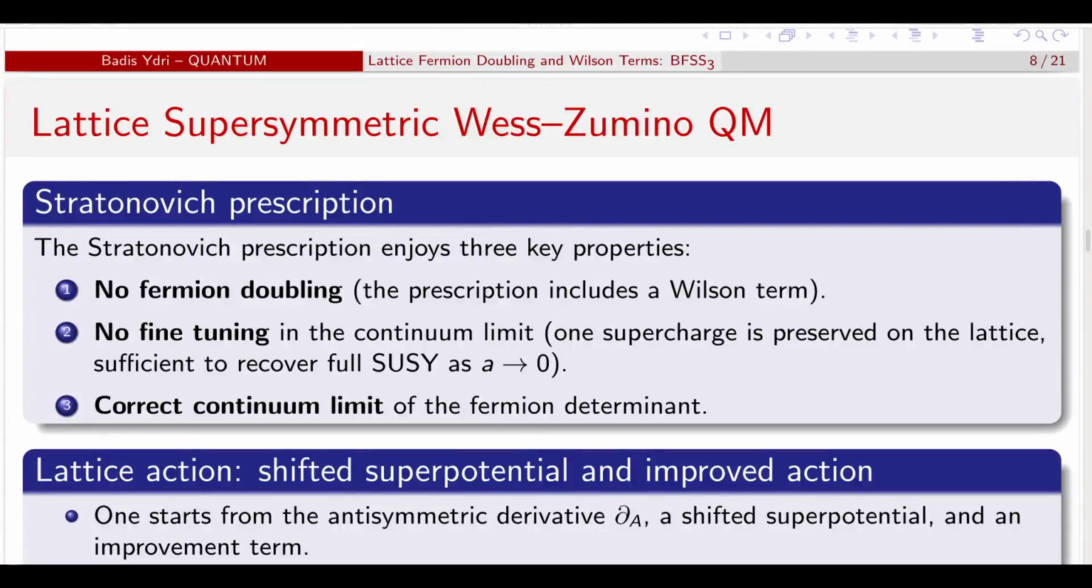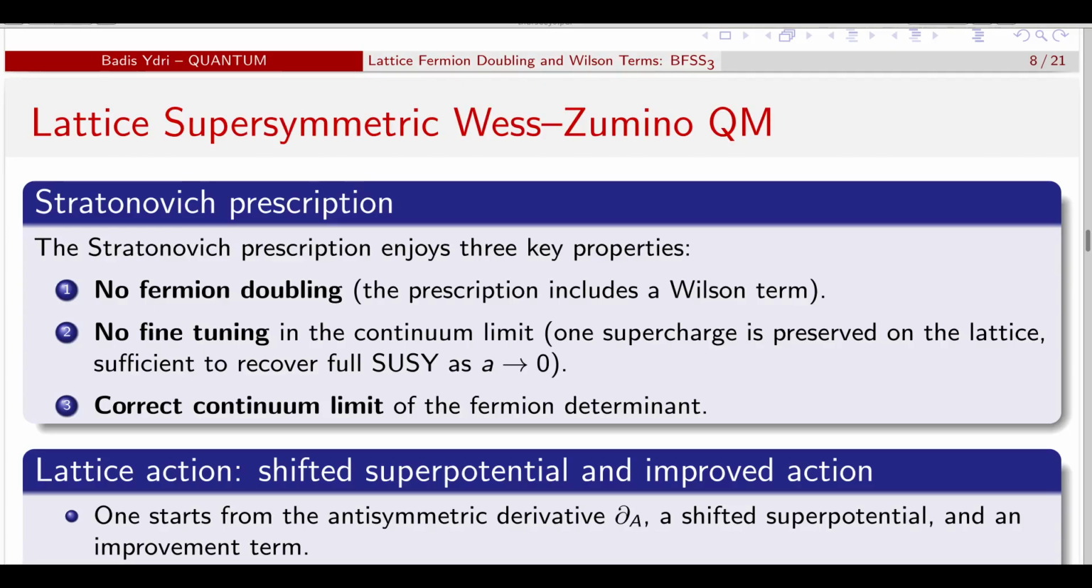The Stratonovich prescription provides a supersymmetric regularization of the Wess-Zumino model on the lattice. It satisfies three key properties. First, there is no fermion doubling because the prescription naturally includes a Wilson term. Second, there is no fine-tuning required in the continuum limit since the action preserves one supercharge on the lattice, and that is sufficient to recover full supersymmetry as the lattice spacing goes to 0. Third, the fermion determinant has the correct continuum limit, ensuring the right quantum measure.